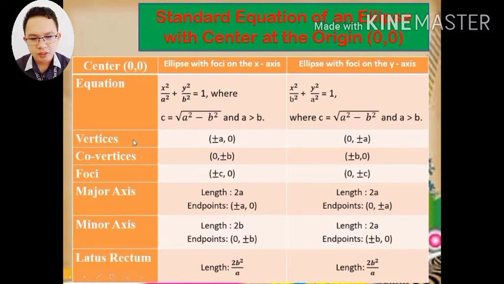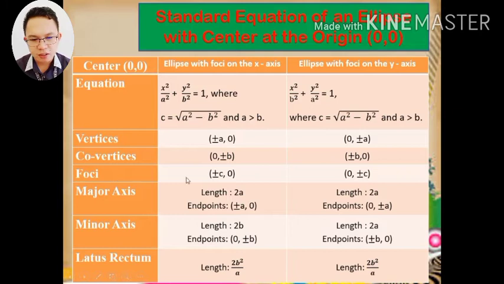Okay. To get the vertices for the horizontal, the formula is positive, negative a, 0. Opposite niya, pag ang graph or ang ellipse ay vertical, 0, positive, negative a. Co-vertices is the opposite of the vertices, pero ang ginagamit dito si letter b. So 0, positive, negative b. Dito naman positive, negative b, 0.